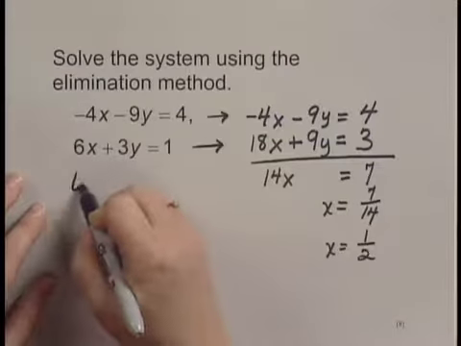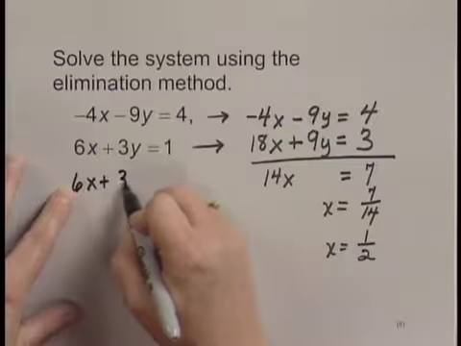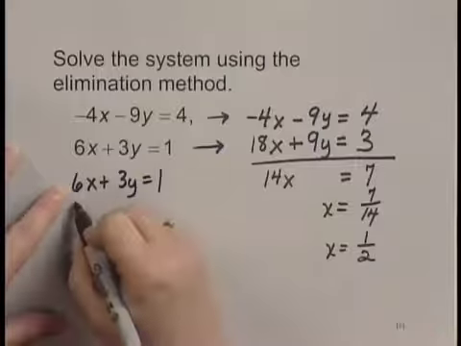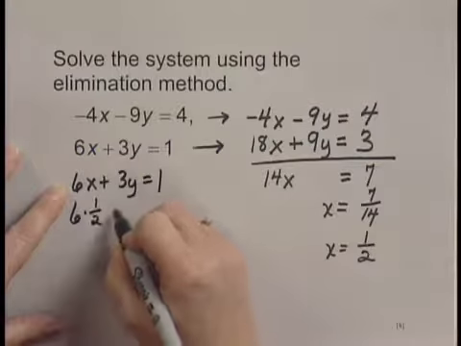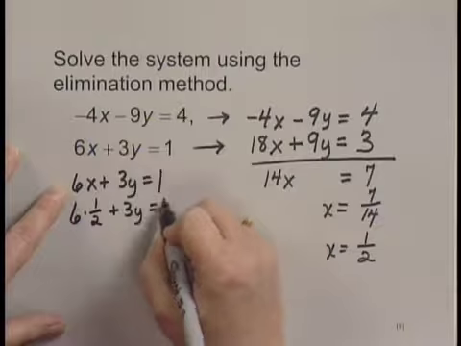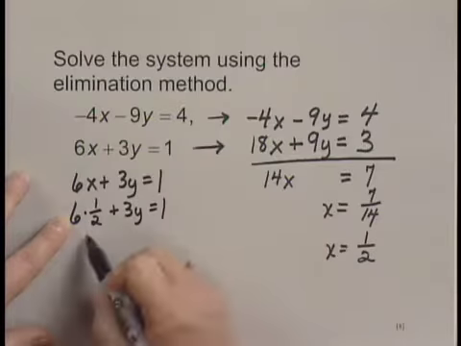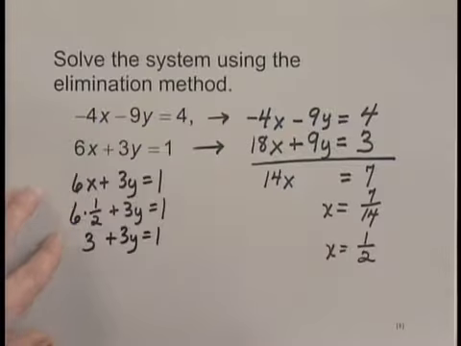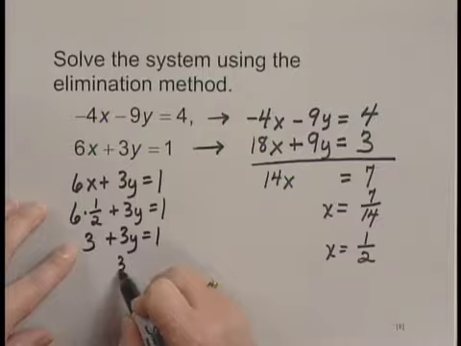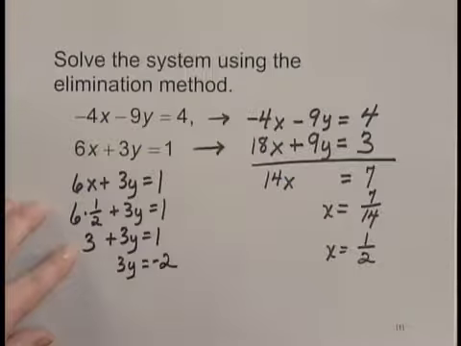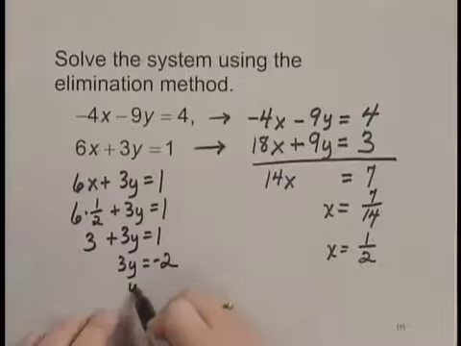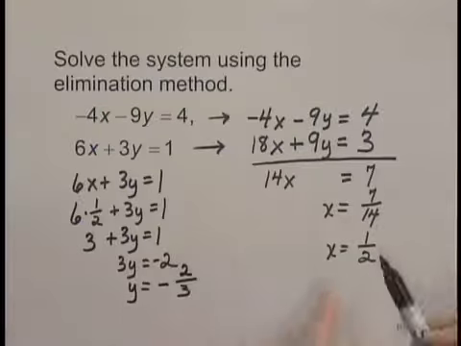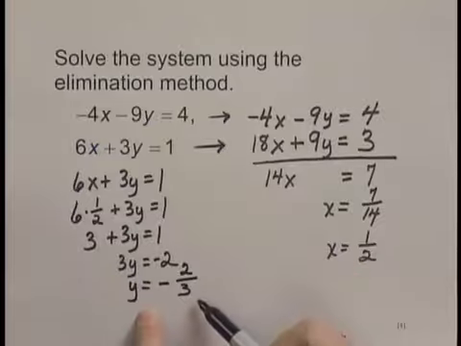So I'll start with 6x plus 3y equals 1. If x is 1/2, I get 6 times 1/2 plus 3y equals 1. 6 times 1/2 is 3. 3 plus 3y equals 1. Subtracting 3 from both sides, I have 3y equals negative 2. Dividing both sides by 3, I have y equals negative 2/3.